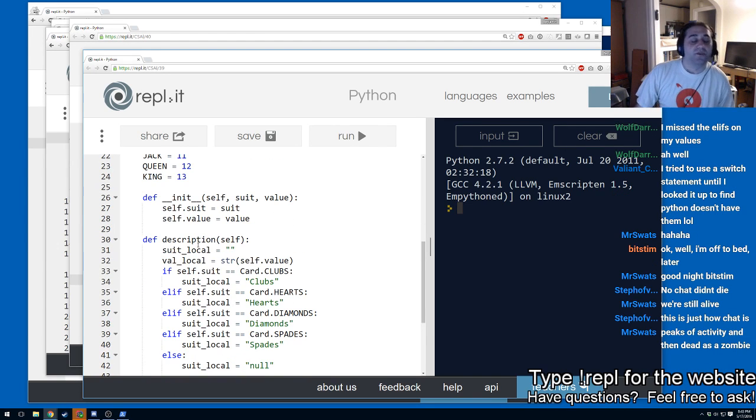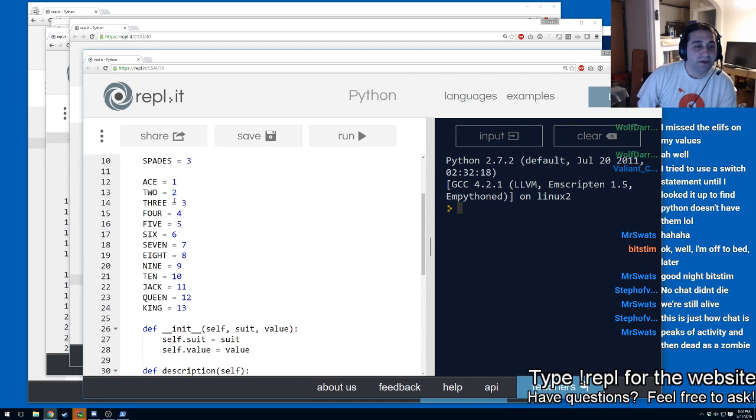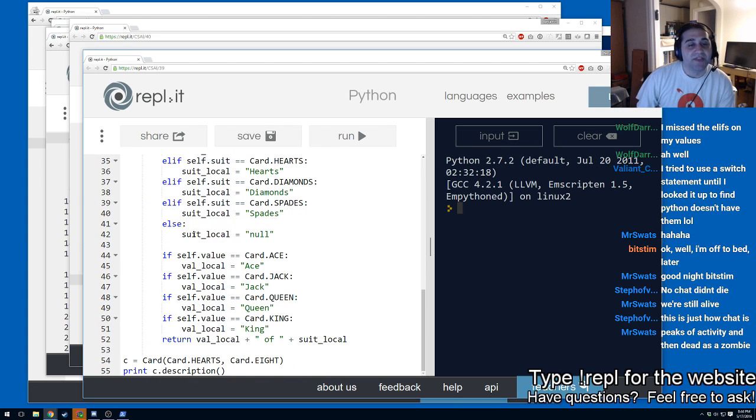Sorry. So what Wolf Darrigan does is just assume we want the numerical version, so the numeral 2, 3, 4, 5, whatever, and then down here we deal with the special cases. Like if it was an ace, then put ace instead of the number, and jack instead of 11, and queen instead of 12, and king instead of 13, and then we concatenate the whole thing together.